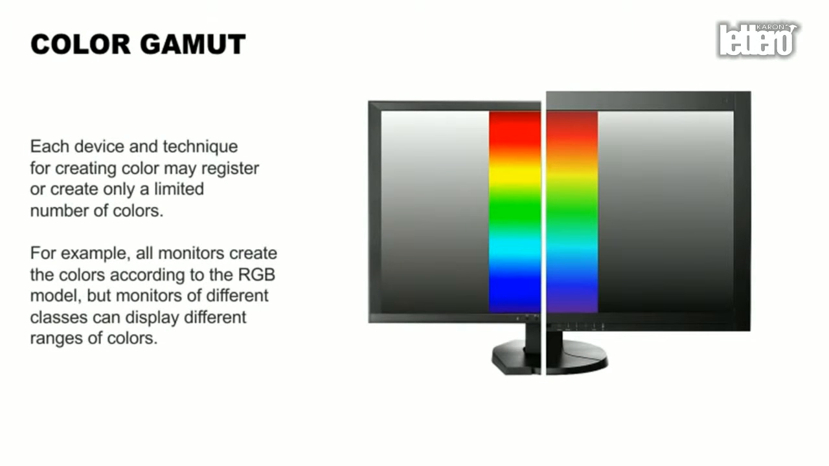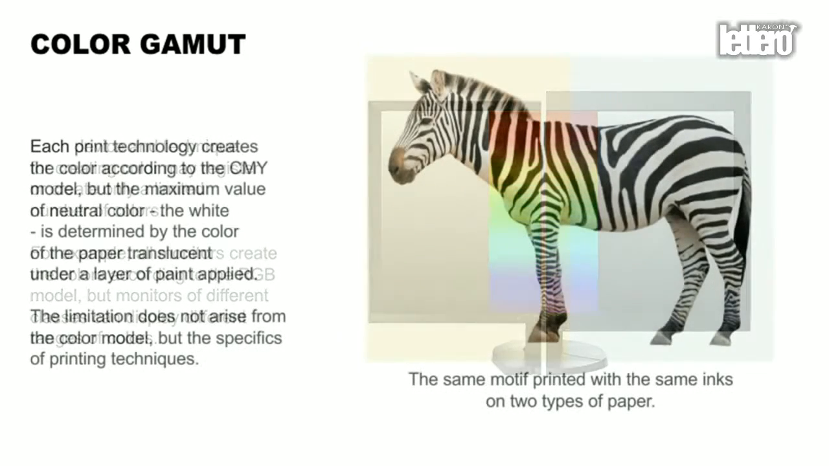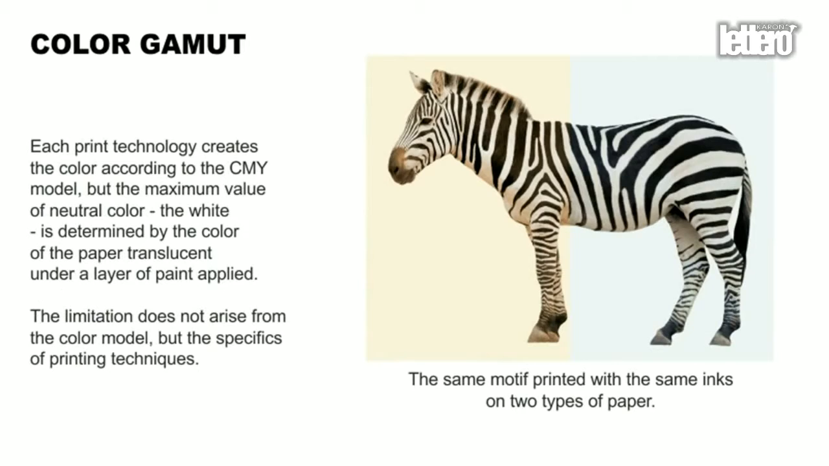Each device and technique for creating colour can store or create only a limited number of colours. For example, all monitors create colours according to the RGB model, but monitors of different classes can display different ranges of colours. Each printing technique creates colour according to the CMY model, but the limit value of a neutral colour or white is determined by the colour of the paper under the layer of ink. This restriction is not due to the colour model, but to the specifics of printing techniques.